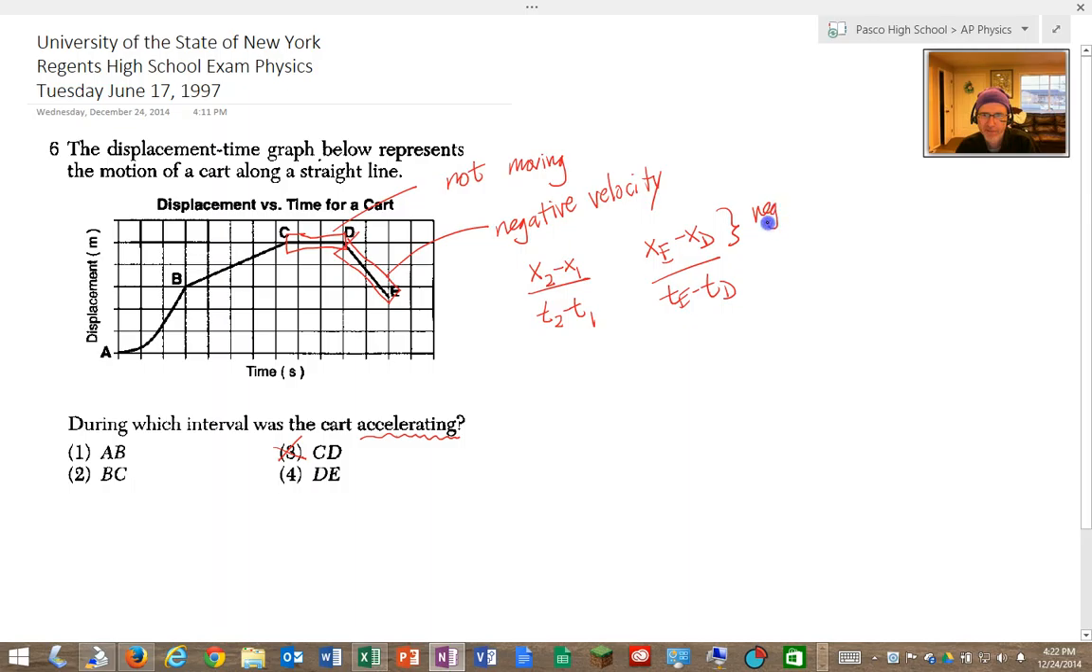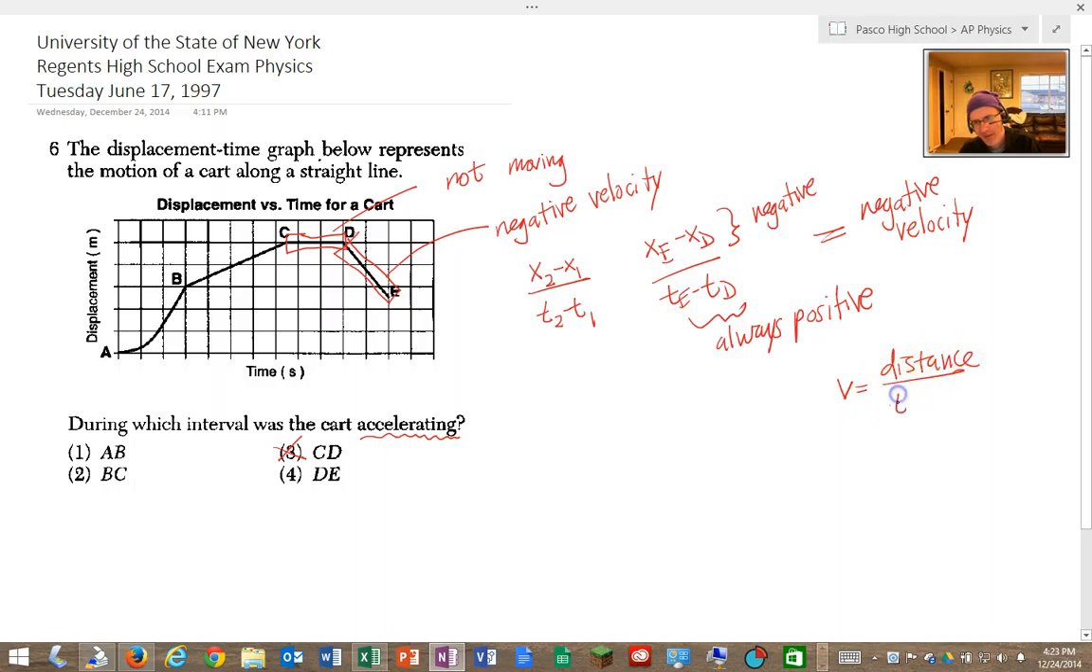So this is negative. Time is always positive, especially increasing on the graph. And so this is going to be overall a negative velocity. But why is it velocity? It's velocity because it's displacement divided by time. So remember that velocity equals distance divided by time. And you could also say displacement, there's no problem with that. Displacement divided by time. So those things are all velocity.